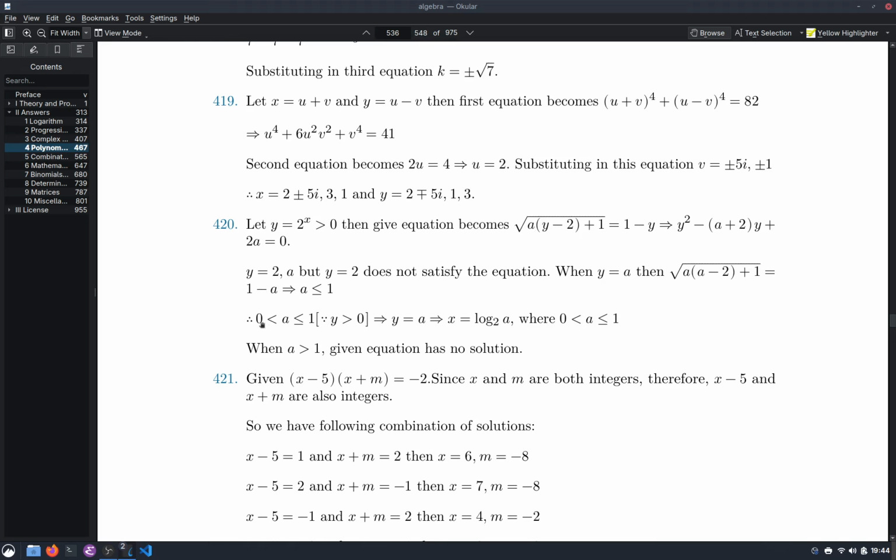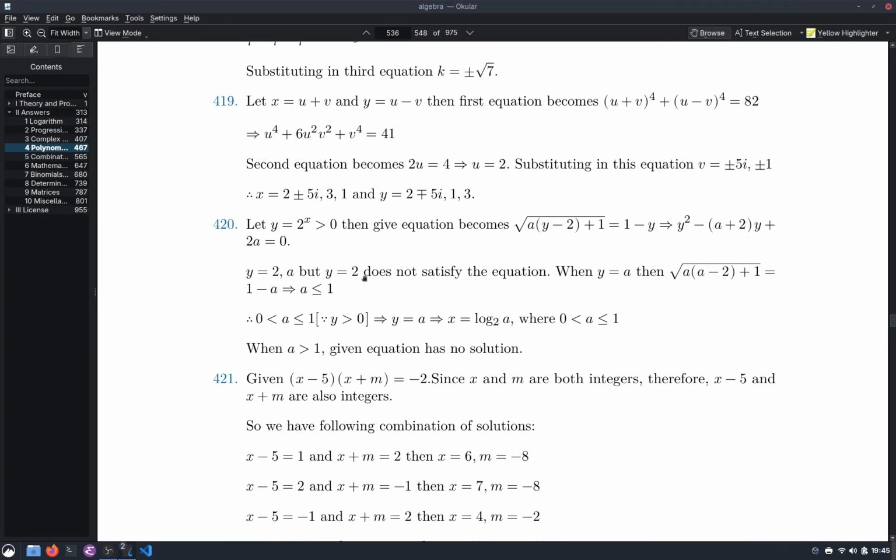Now we know that it is between 0 and 1, so y is equal to a. That implies that x is equal to log of a with base 2, where a is between 0 and less than 1. But the other case could be that a is greater than 1, and when you plug it in the equation, it gives us no solution. So with this, we come to the end of 42nd set of questions.